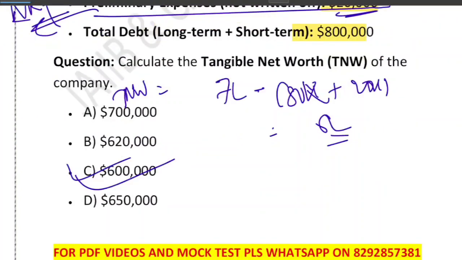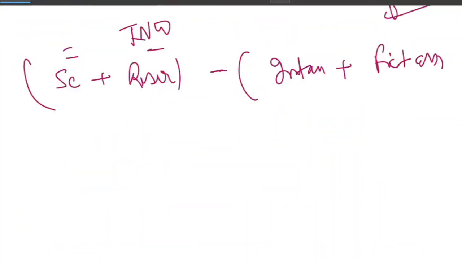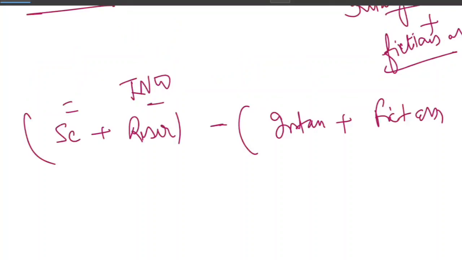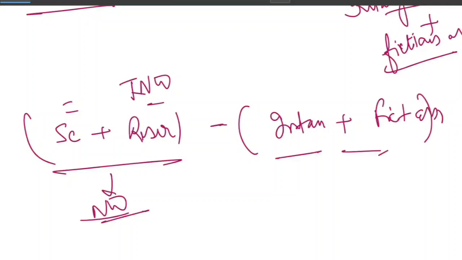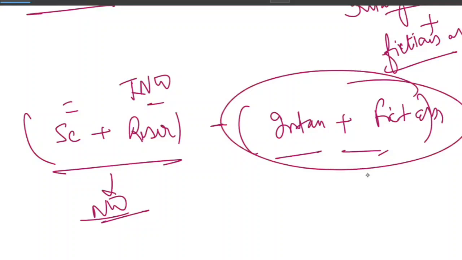So what we learned from the discussion is that TNW means net worth minus not real worth. Net worth means share capital plus reserve. These two make up net worth, and not real worth includes intangible asset and fictitious asset, right? So how can you identify the not real worth? Think of it like this. Suppose you sell such kind of item. If you're not able to get cash, that gives you the not real worth. So you have to subtract the not real worth from the real worth to get the tangible net worth.